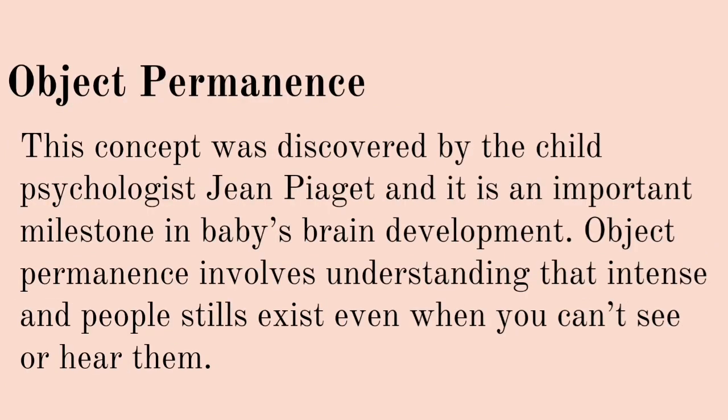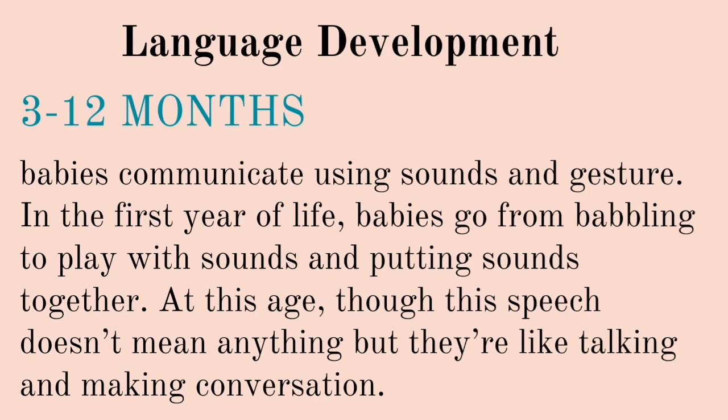Object permanence. This concept was discovered by the child psychologist Jean Piaget, and it is an important milestone in a baby's brain development. Object permanence involves understanding that items and people still exist even when they cannot see or hear them. Language development. 3 to 12 months, babies communicate using sounds and gestures. In the first year of life, babies go from babbling to playing with sounds, copying sounds, and putting sounds together. At this age, though the speech doesn't mean anything, they are like talking and making conversation.